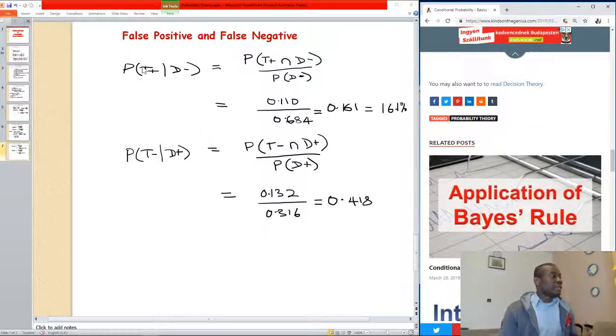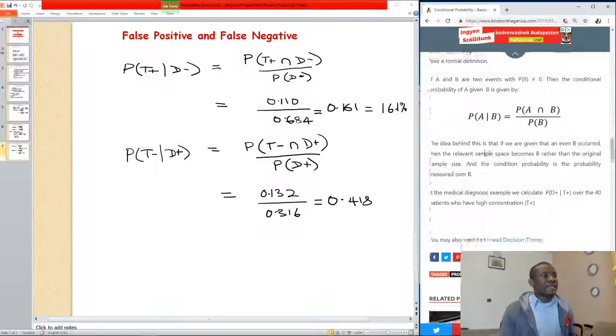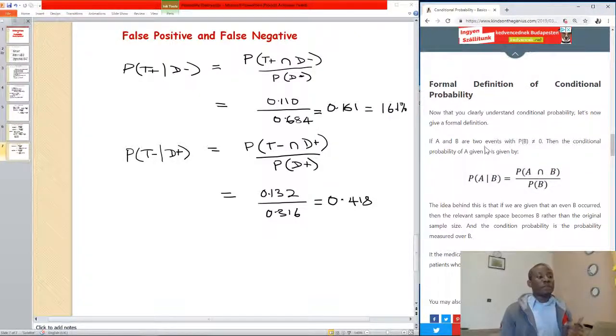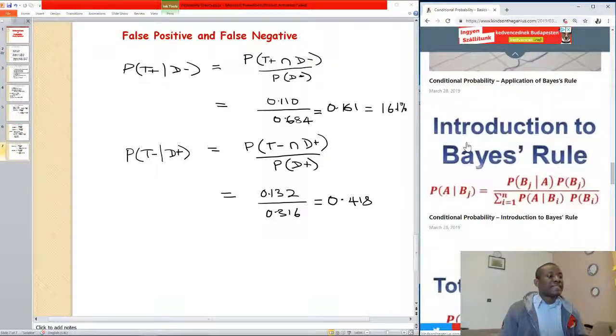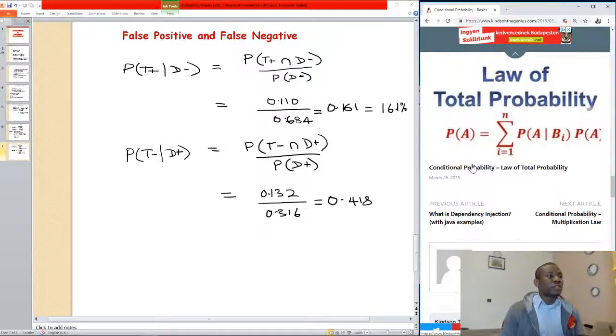So we've calculated the probability of false positive and the probability of false negative, and this is how we come to the end of the basics of conditional probability. The next post we are going to discuss is, let's see, the conditional probability multiplication law. So that is what we are going to discuss in the next article.